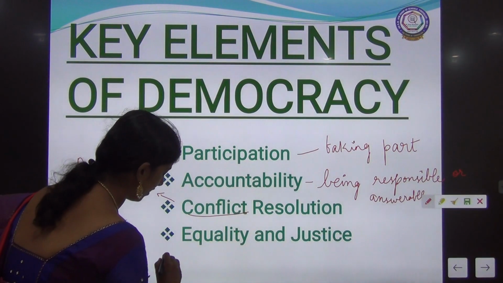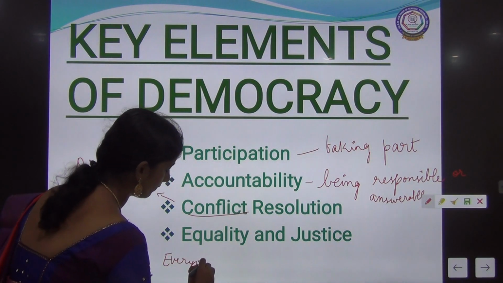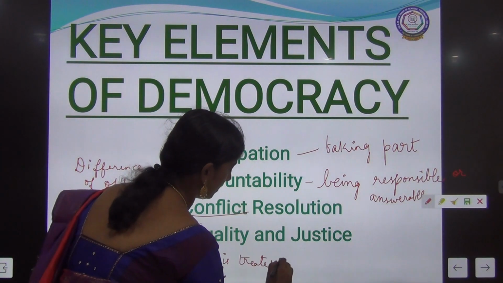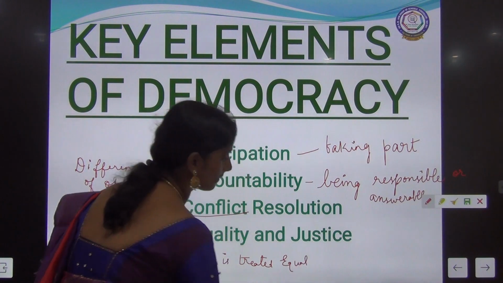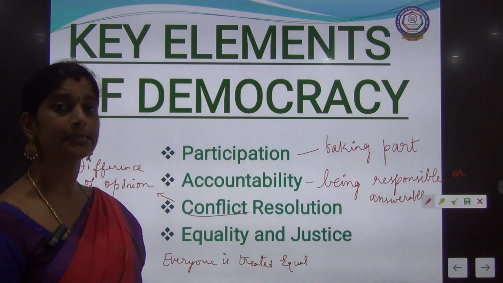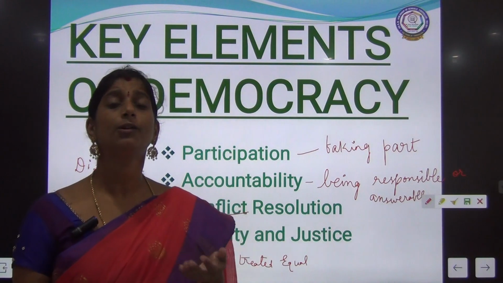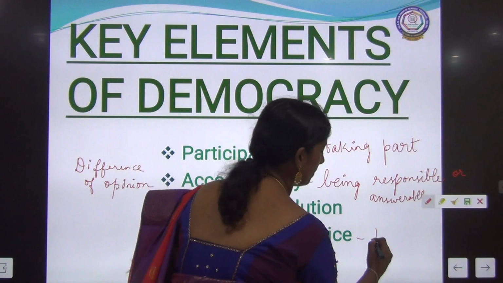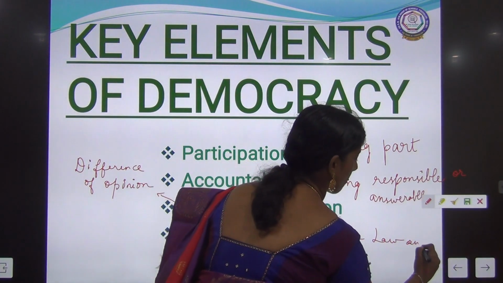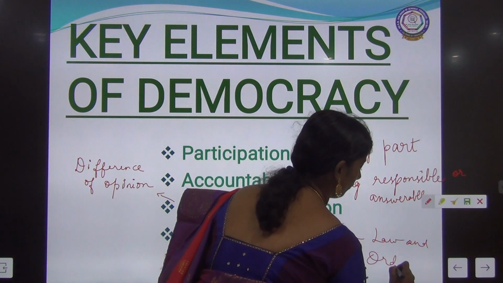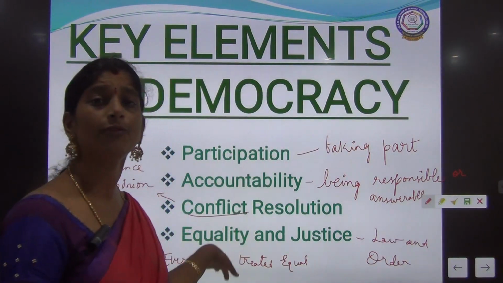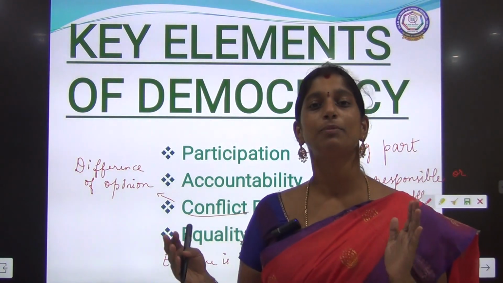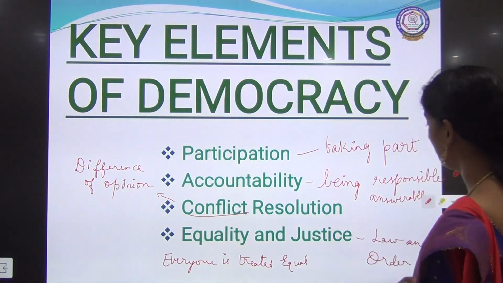And equality and justice. Equality is nothing but everyone is treated equal. And finally justice. Justice is nothing but following the rules and regulations, law and order of the country. Justice is only about the law and order. So if all these four key elements work smoothly, then the country is going to be a peaceful democratic country. Fine.